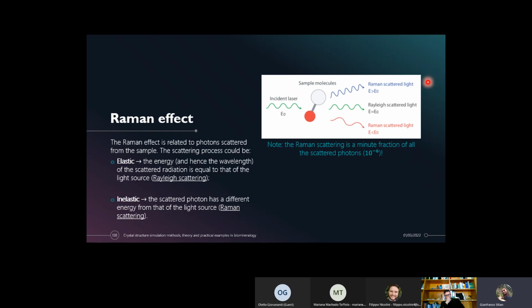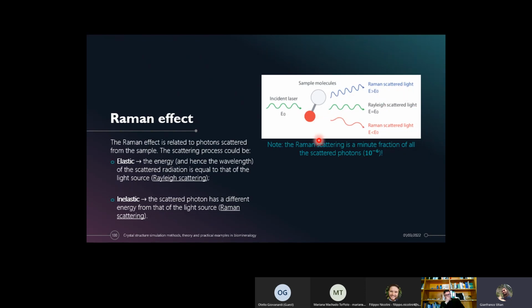Basically, what happens is represented here. You have your sample molecule. You have your incident laser with a specific initial energy E0, that is related to the wavelength of the laser that you employ. In most cases you obtain elastic scattering. Namely, your radiation interacts with the sample and is re-emitted by your sample with the same wavelength, so the same energy. This is called the Rayleigh scattering effect.